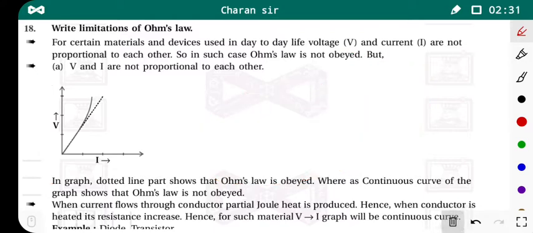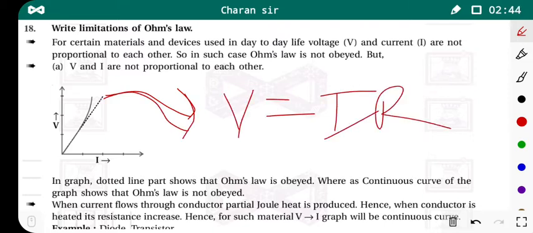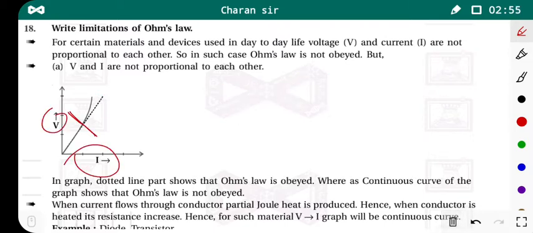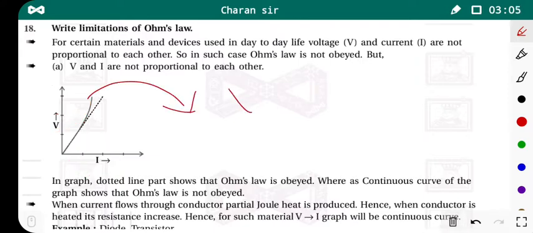In the first case we have given a graph. You can see this graph is between voltage and current. In this graph we have given dotted lines. These dotted lines represent where Ohm's law is satisfied. That means for the dotted line V is directly proportional to I. But you can see for the solid line, up to this point voltage and current are directly proportional to each other, but after this point voltage and current are not directly proportional. That means for the solid line Ohm's law is not satisfied.